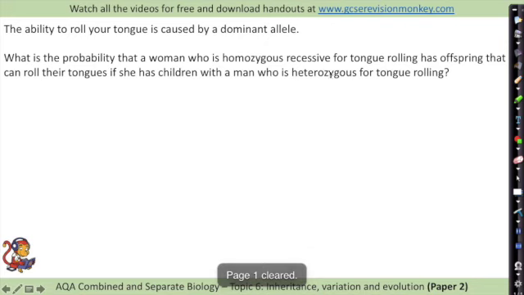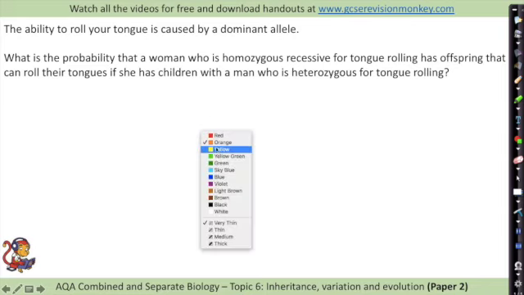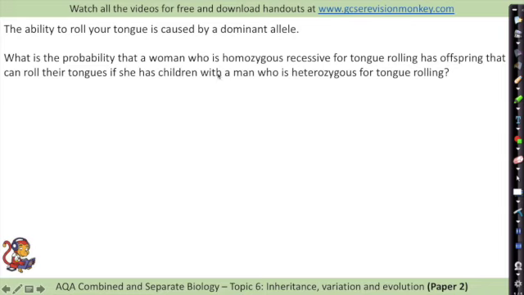We'll start here with this example. If you're doing higher tier, you would have to draw the genetic cross from scratch. If you do foundation tier, you'll probably be given the genetic cross and have to complete it. So this question says the ability to roll your tongue is caused by a dominant allele. What is the probability that a woman who is homozygous recessive for tongue rolling has offspring that can roll their tongues if she has children with a man who is heterozygous?